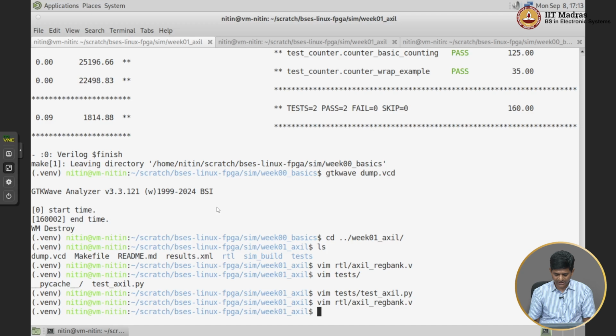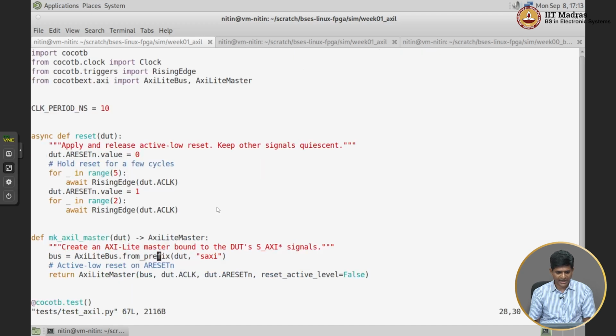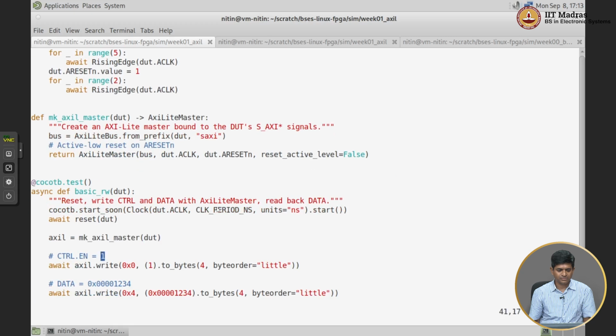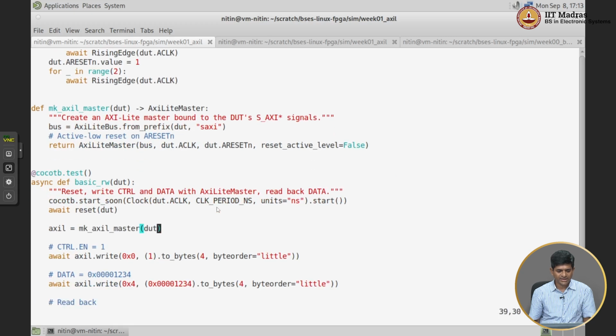And what we find is that our actual tests start to look extremely simple. All that I do is I make this AXI Lite master and I call this function AXI Lite.write.